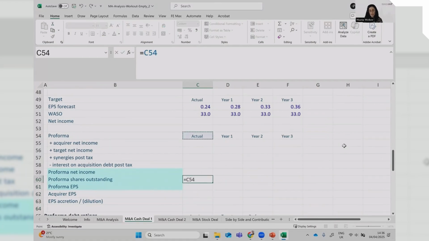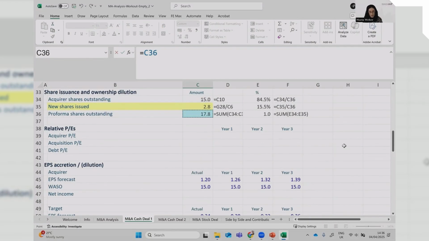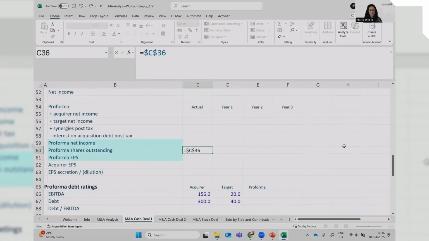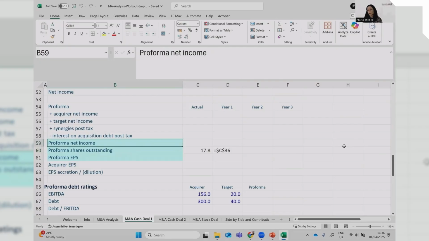So let's put that in, and I'm going to press F4 to lock that, because I want to copy this to the right, because we're going to do the EPS for all the forecast years up to year 3. So to make sure that when I copy to the right, it doesn't move, I'm going to lock it. Okay, so we've already got the number of shares outstanding. So now we need the pro forma net income.